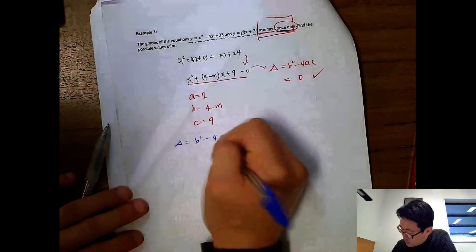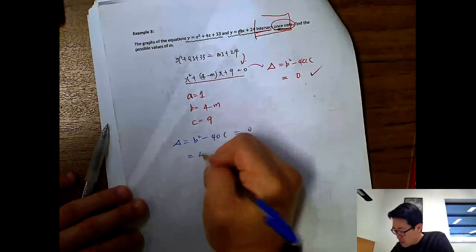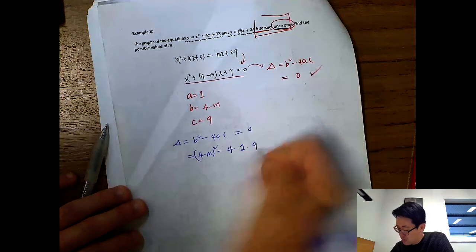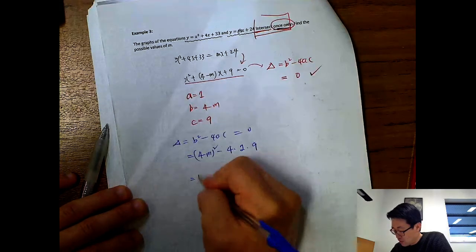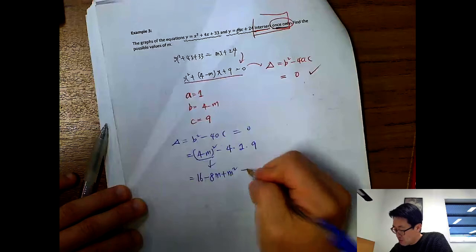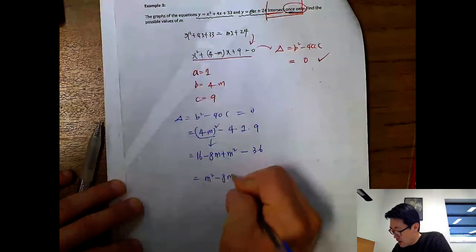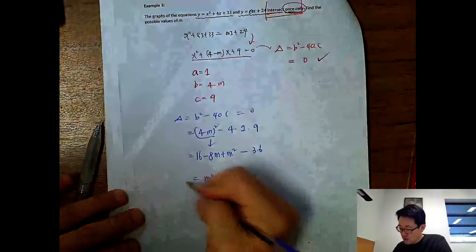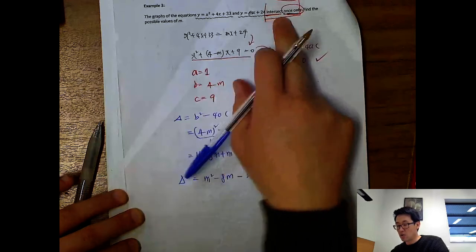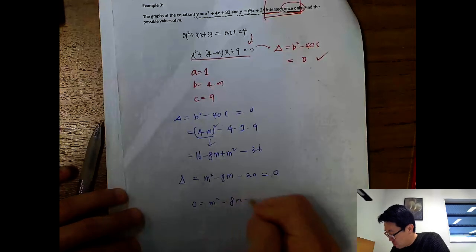Discriminant equals b squared minus 4ac. That has to be 0 in this case. So (4 minus m) squared minus 4 times 9. Expanding: 16 minus 8m plus m squared minus 36. Therefore, m squared minus 8m minus 20. That's the discriminant. In this case, they intersect only once, therefore it has to be 0. So m squared minus 8m minus 20 equals 0.